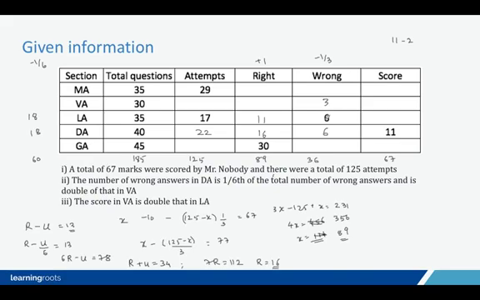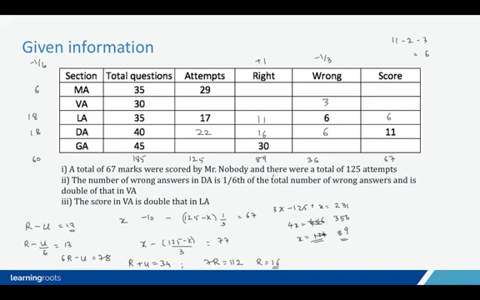So he lost 2 marks because of this. And 18 unattempted questions would have led to minus 3 marks. So 11 minus 2 minus 3 will be 11 minus 5 or 6 marks. So the score in LA was 6. That part we know, right? Again, 29 attempts here. We know that in MA, the number of questions that were left unattempted were 6. That part we know. And finally, if you look at this as well, we know 45, 30, but we do not know anything else here. So we will not be able to figure it out.